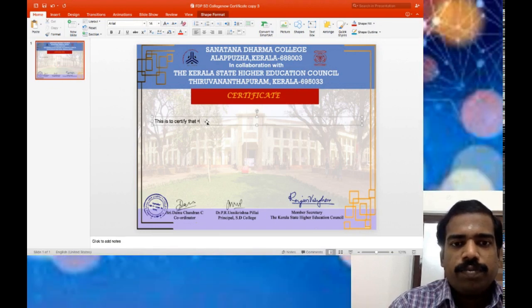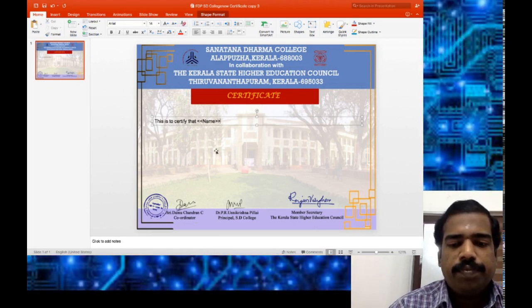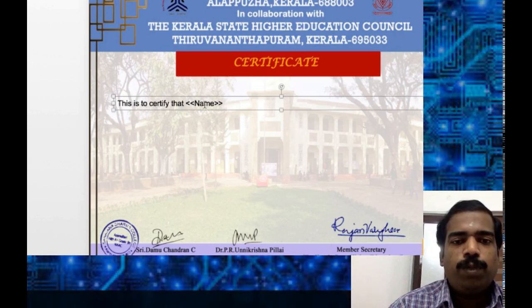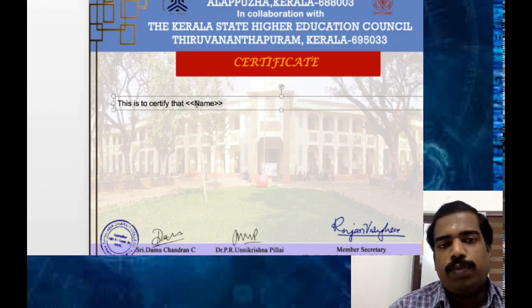This is the code. It is the left shift operator, then you have to put name, then close it with the right shift operator. You see, this is the operator. You have to put the left shift operator, or two less than symbols, then put the name, then put the right shift operator. So this is the first field. In this field you need to get the name of the participant.